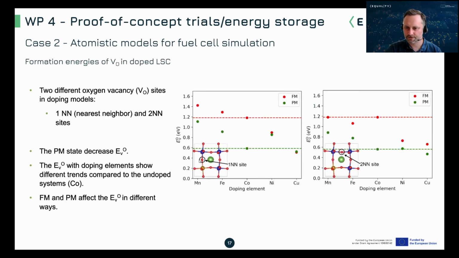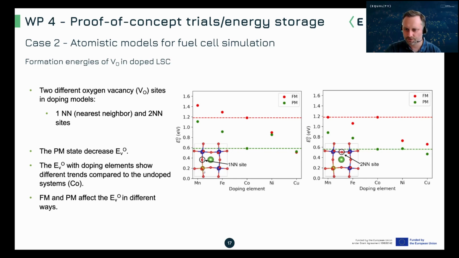Now we consider the effect of two different oxygen vacancy sites in the doping model. Oxygen vacancy means that we have an oxygen missing, and the oxygen vacancy formation energy is the energy that is needed to remove such an oxygen. And we study now how this changes when we dope the system with different elements.